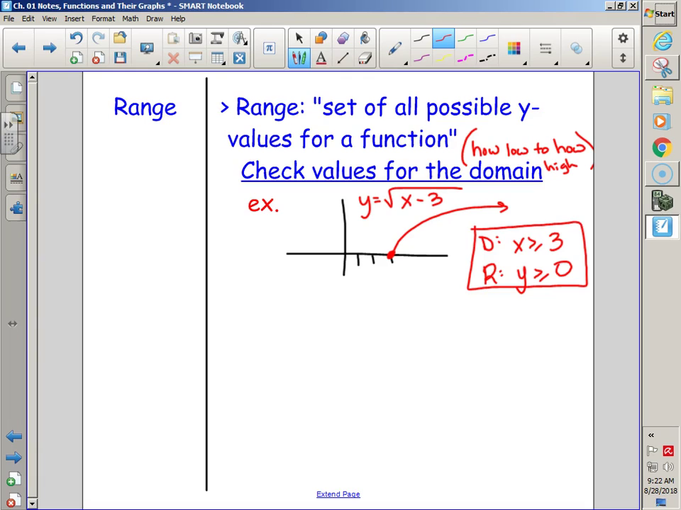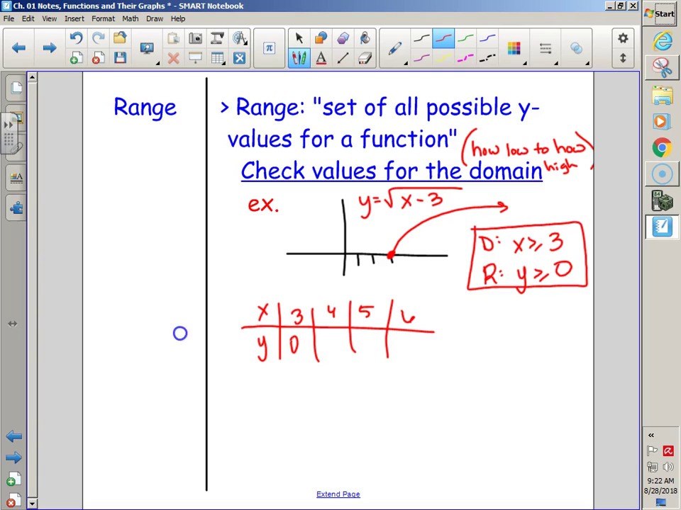You could have thought with this one, everything starts at 3, so couldn't you have plugged in 3 and realized, oh, 3 is a 0 of the function, 3 is the intercept? And then couldn't you have checked values for the domain? Couldn't you have made a little table and been like, all right, I don't know what's going on? So start at 3, go to 4, go to 5, go to 6.